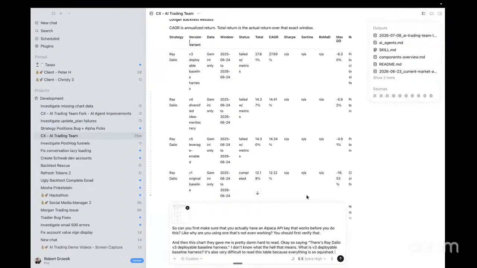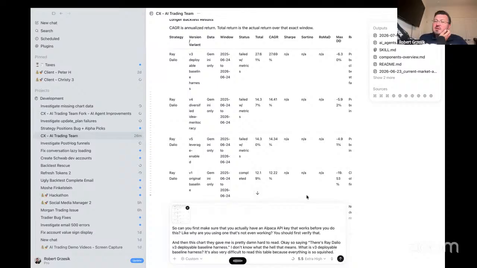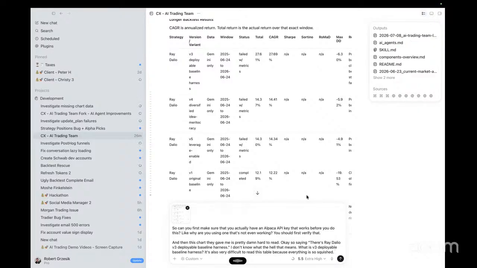So I'm trying to understand what is this V3 versus V4. There's V3 deployable baseline harness, and there's V4 diversified idea meritocracy. I don't really know what the difference is. I think one of them is diversified. I think maybe the first one is just doing one asset at a time, and then the second one is doing a more diversified thing, more than one. Can we ask him to find out what the difference is?